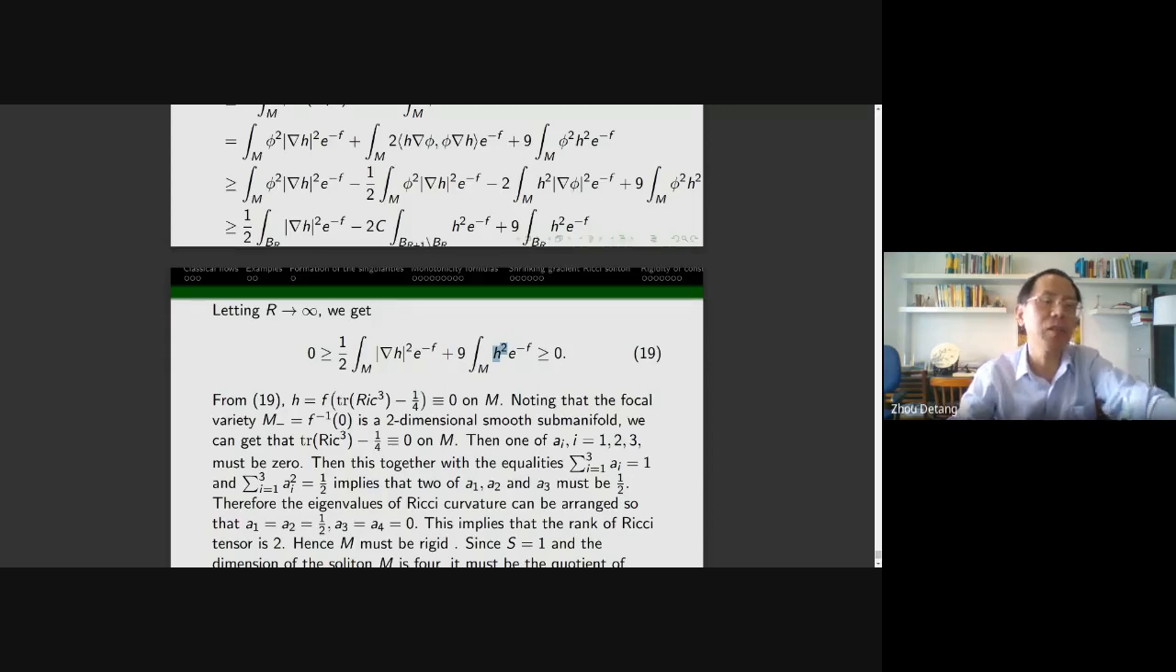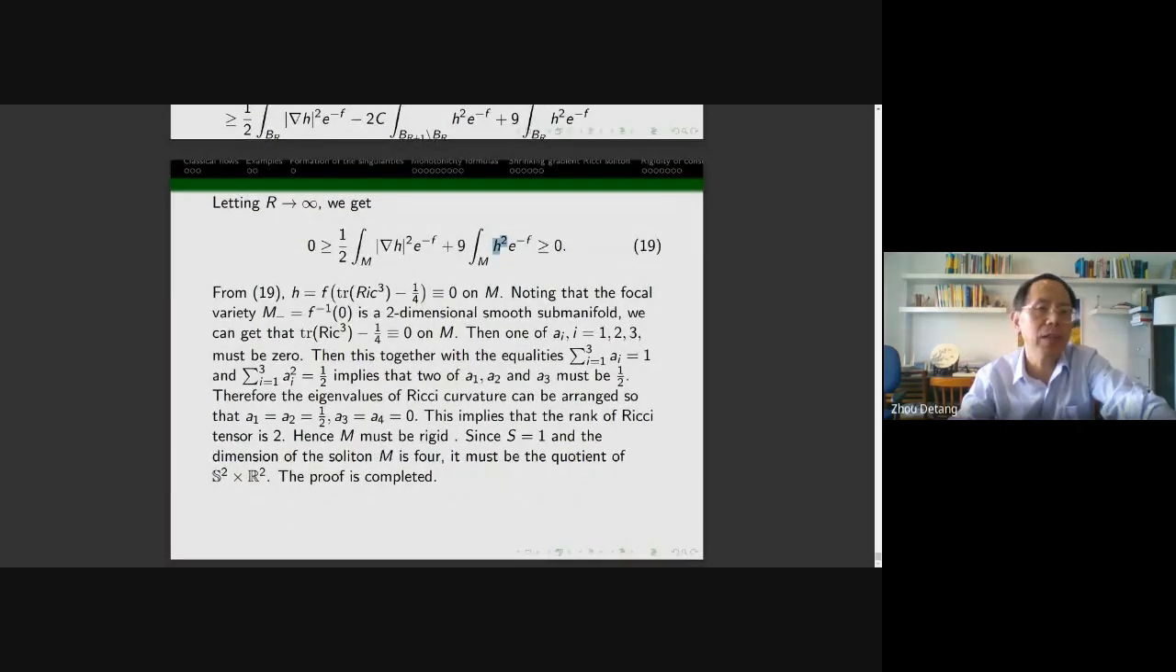So as I said, you just have 3 equations, you have a 4th equation, you can compute the eigenvalues of Ricci curvatures like this. So the rank of Ricci curvature is 2. That means you can prove this one.